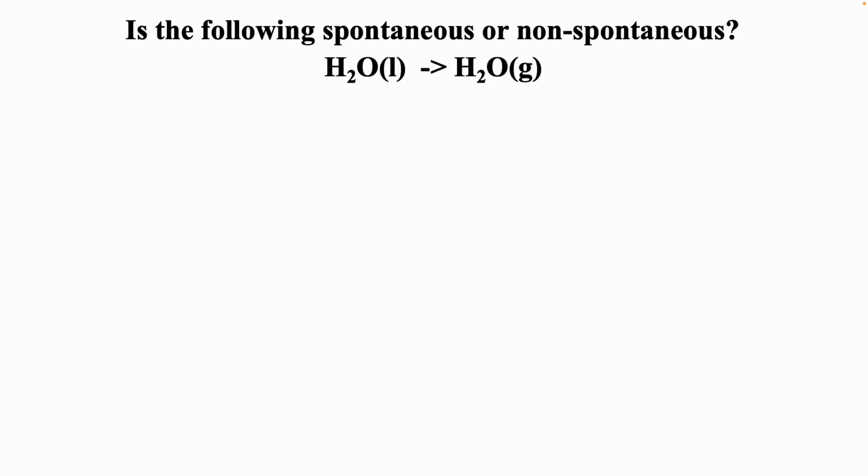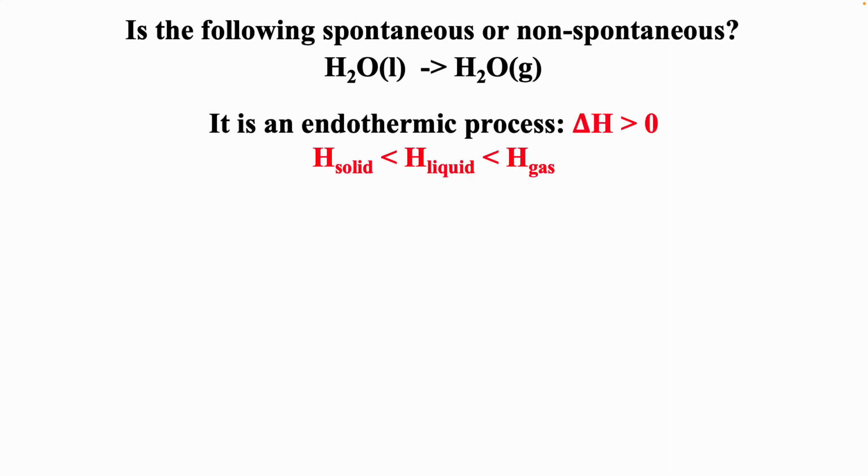So is the following spontaneous or non-spontaneous? We're going from H2O liquid to H2O gas. And so if we think about the system, whenever you go from liquid to gas, you have to add heat, and so this would be an endothermic process, and so that means delta S of the surroundings would be negative.